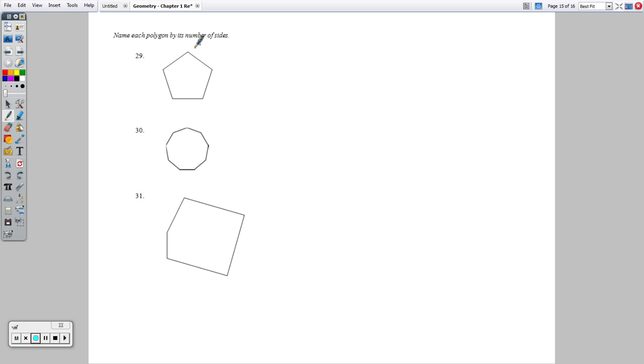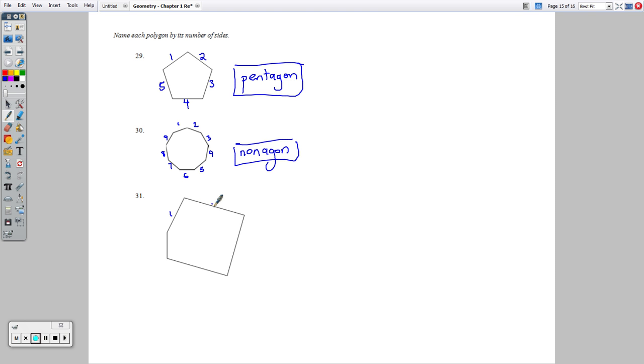Getting close to the end here, name each polygon by its number of sides. Let's count them up. This is 1, 2, 3, 4, 5. We should know 5 is a pentagon, so this one should be pentagon. On here you've got 1, 2, 3, 4, 5, 6, 7, 8, 9. A 9-sided polygon is called a nonagon. And finally, with this bunch, this would be 5-sided shape as well, so it looks like another pentagon in this case.